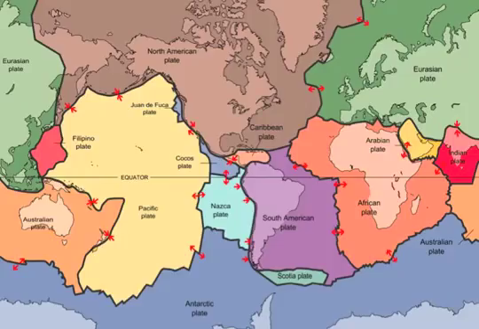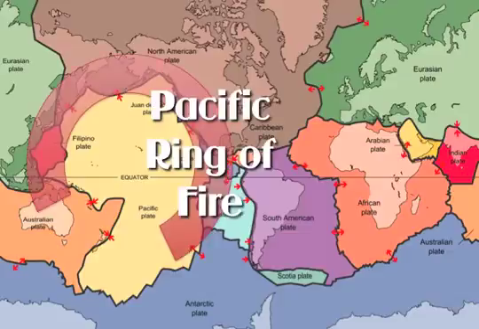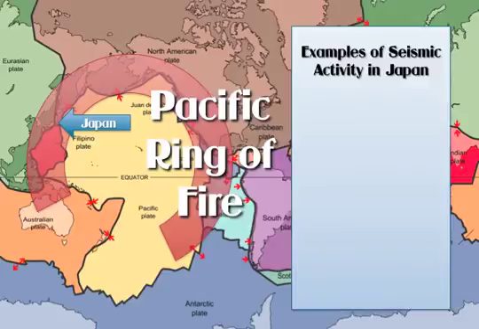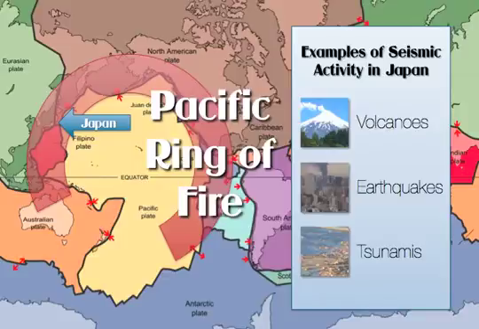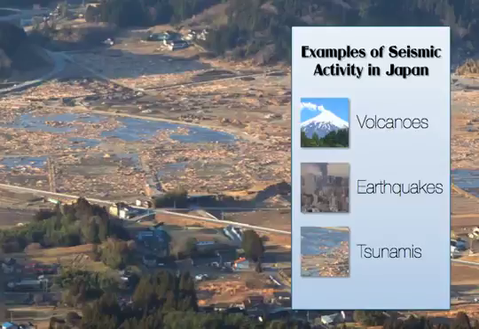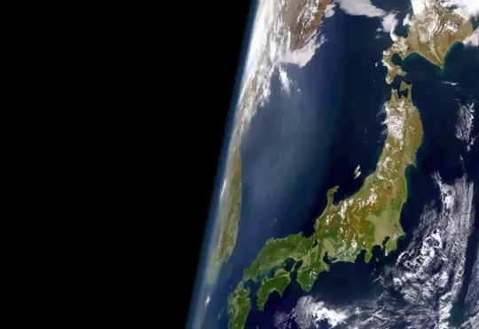That's because Japan is on what's known as the Pacific Ring of Fire, which is a fault line located around the tectonic plate that forms much of the Pacific Ocean. So that means that Japan is subject to a great deal of seismic activity. That includes not just volcanoes, but also earthquakes, as well as tsunamis, which often result from earthquakes, including the devastating tsunami that hit Japan in 2011.